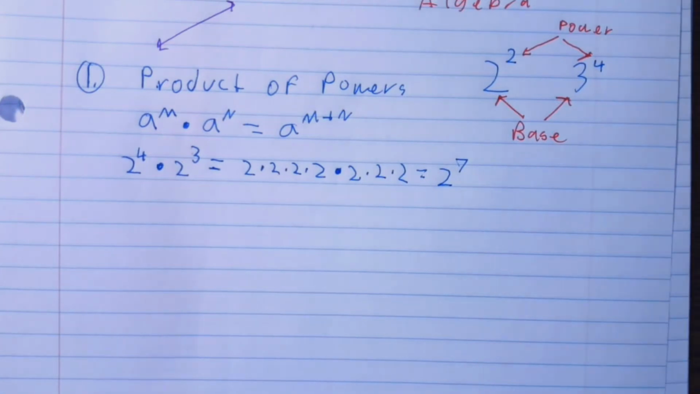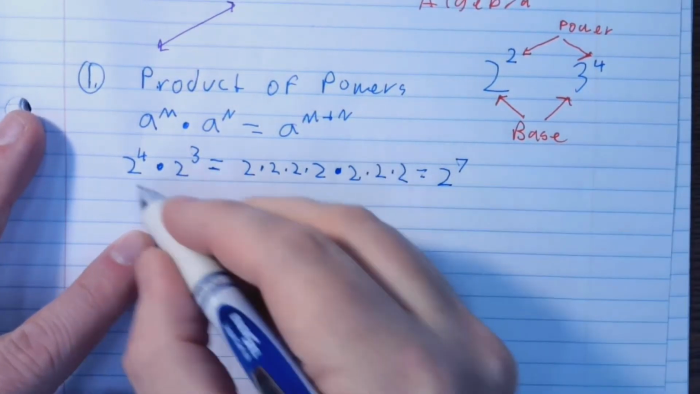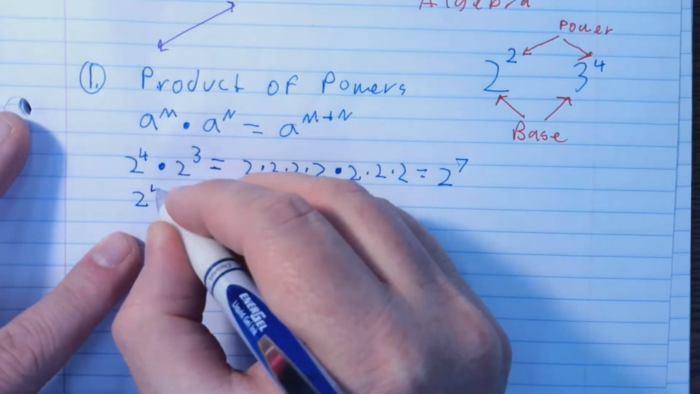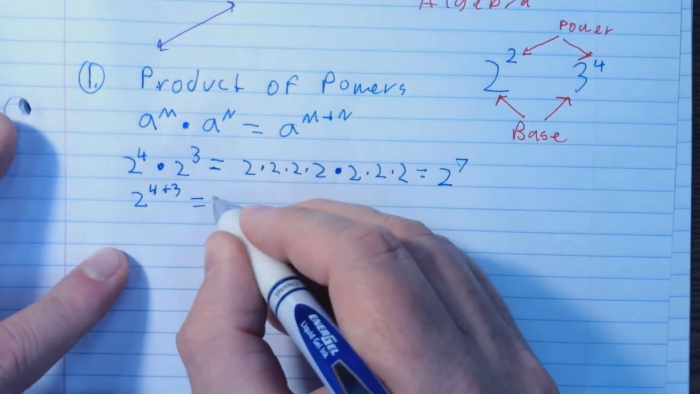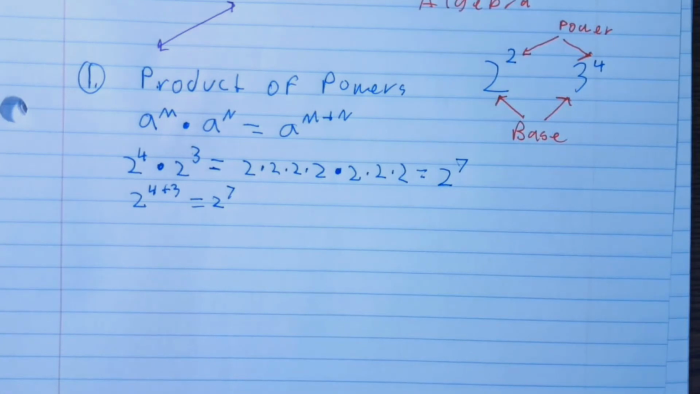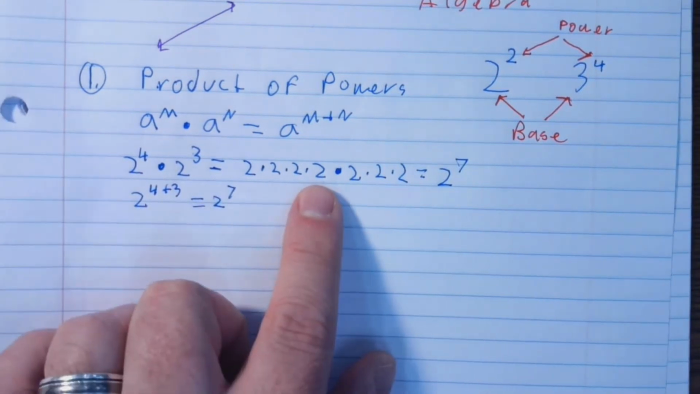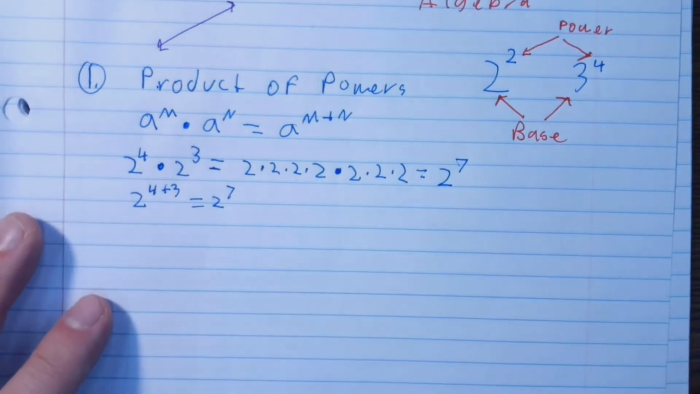All right. We don't want to do it the long way. We want to do it the algebra way. And so what I'd rather you do is 2^(4+3), which is going to equal 2 to the 7th power. Okay, do you see what I just did? Okay, so multiplication of the bases means add the exponents, and that's how it works.